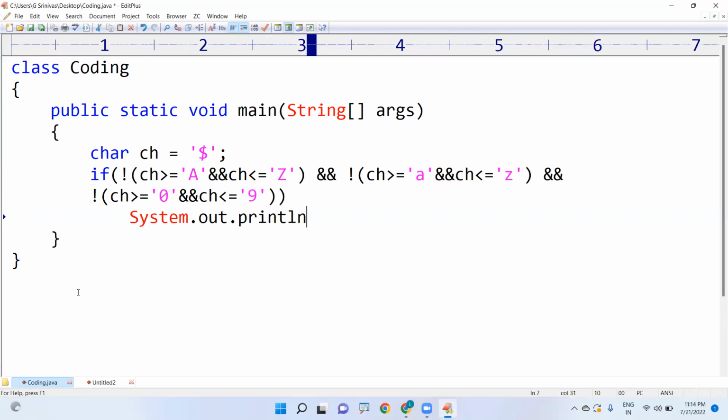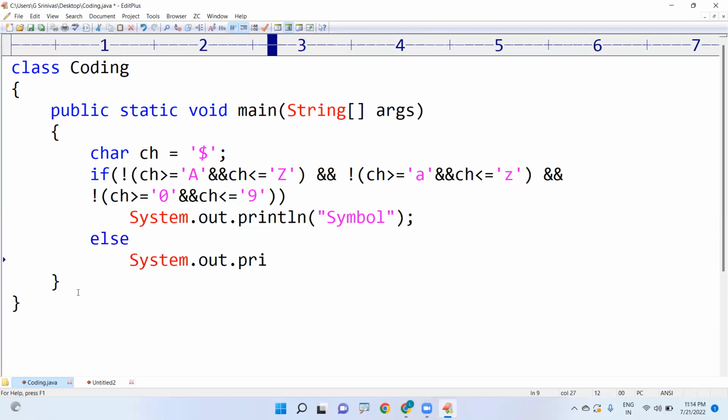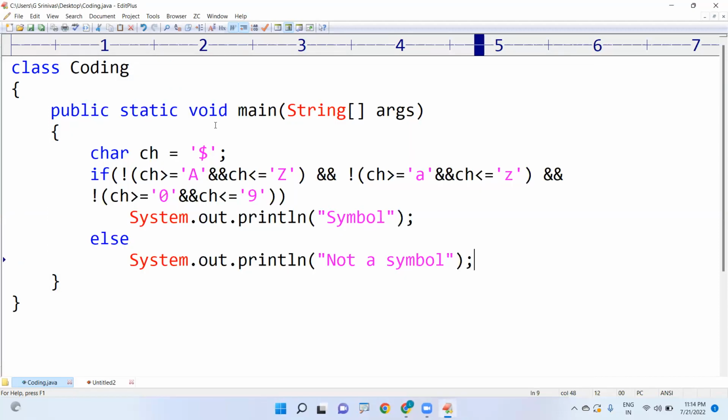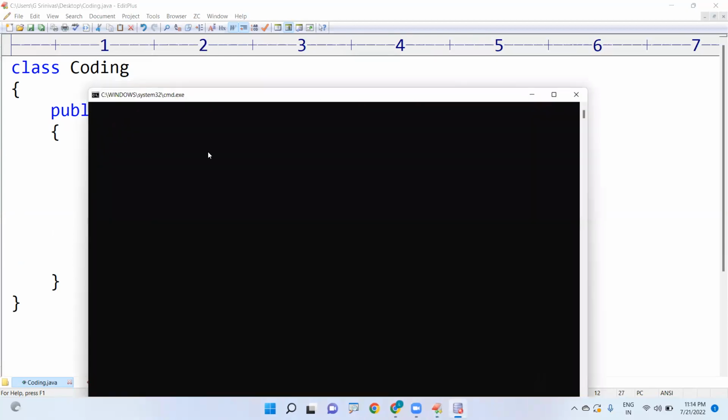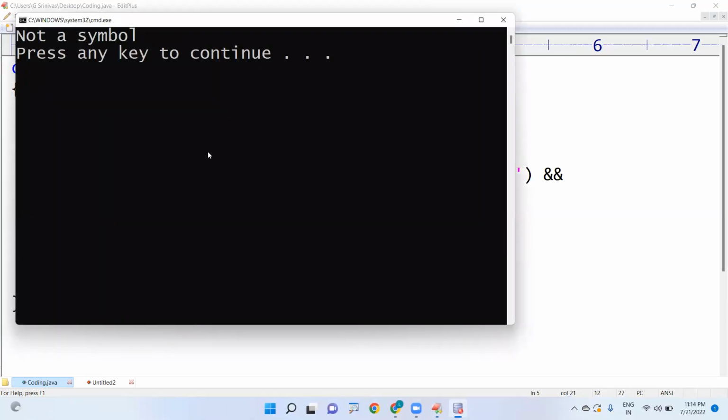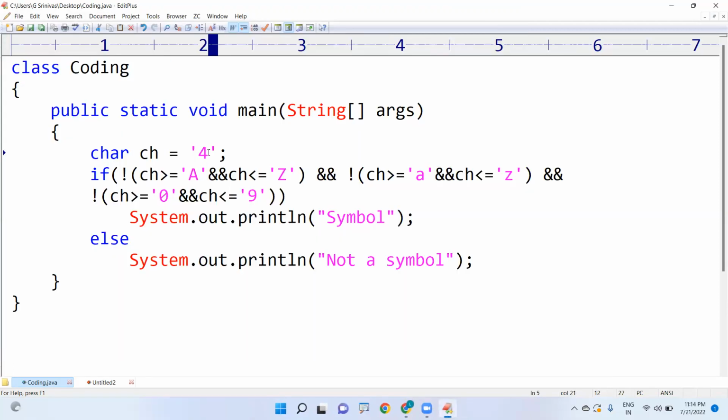System.out.println, simply we are printing that it's a symbol, else it's not a symbol. So when we execute the code, you can see the output: it's a symbol. Whenever I write a digit instead of the symbol, then we can say that it's not a symbol. It is other than that.